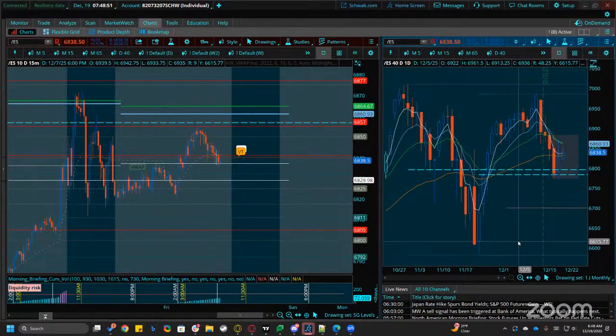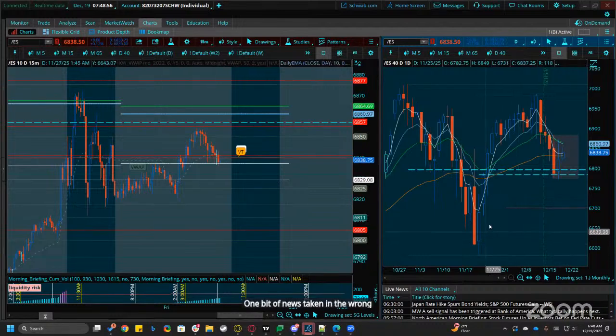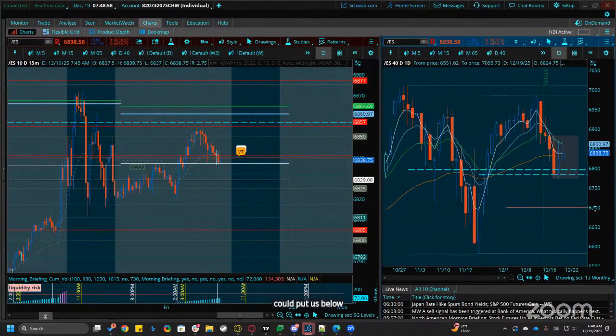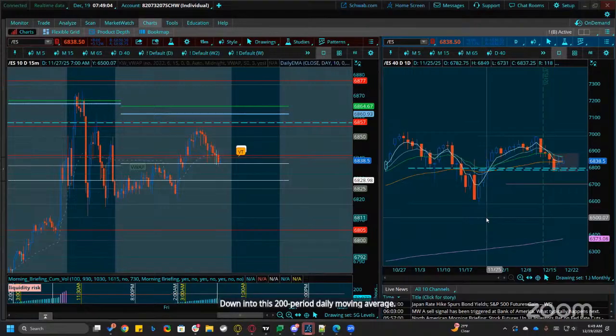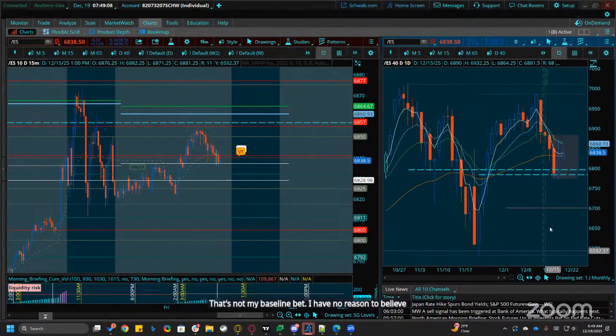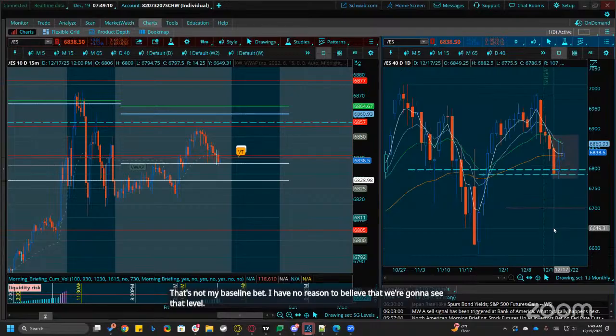One wrong headline, one bit of news taken in the wrong context could put us below 6,600 and get us down into 64, down into this 200 period daily moving average. That's not my baseline bet. I have no reason to believe that we're going to see that level anytime soon.